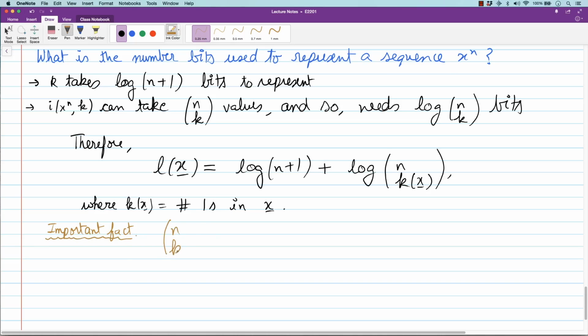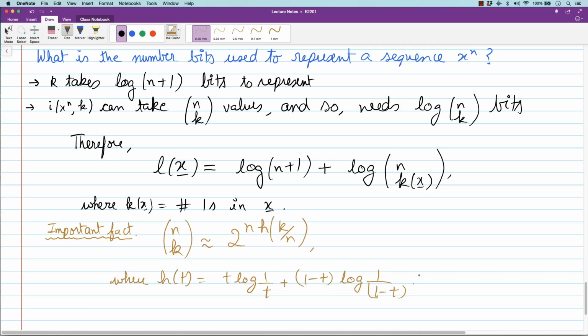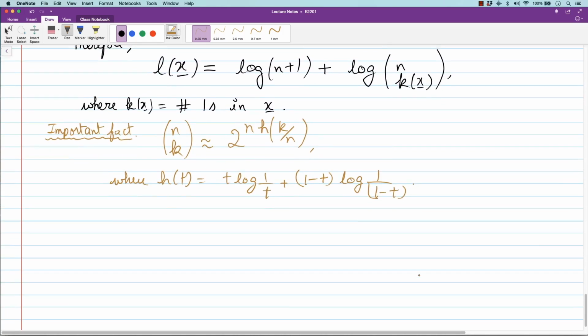So n choose k is approximately 2 to the power n times h of k by n, where, if you remember, h, the binary entropy, is simply t log 1 by t plus (1 minus t) log 1 by (1 minus t). Okay, we will show this. In fact, what we need is just one side of it. So we'll write a more formal version. n choose k is less than or equal to this.